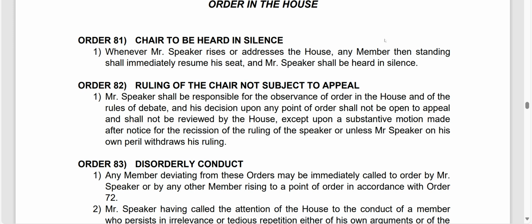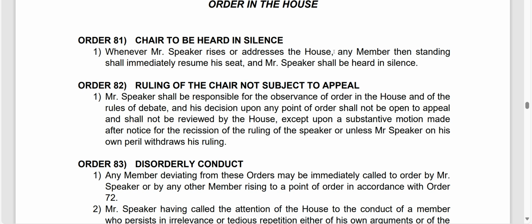Order 81, that was the order I used during the dissolution. When Mr. Speaker rises or addresses the House, any member standing shall immediately resume his seat and Mr. Speaker be heard in silence. So I know Adam will also use that when you guys are trying to heckle, you know. Yes. Ruling of the chair not subject to appeal.